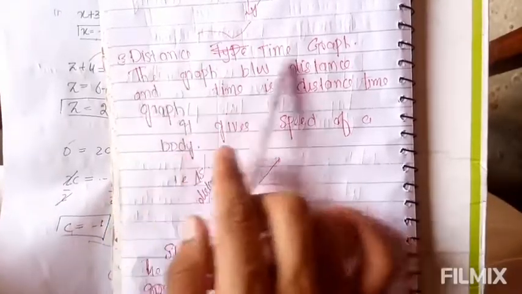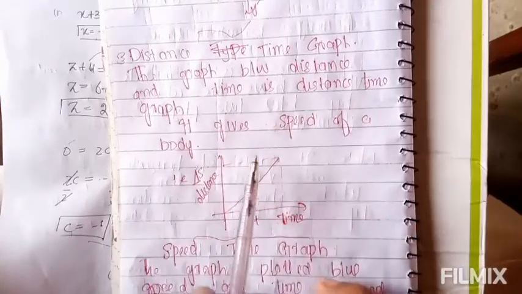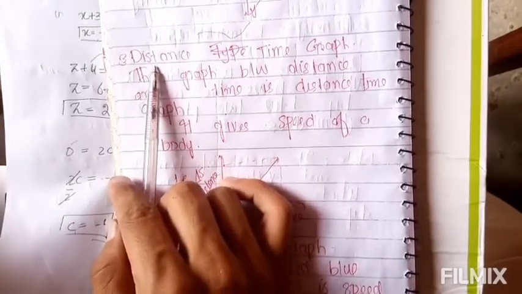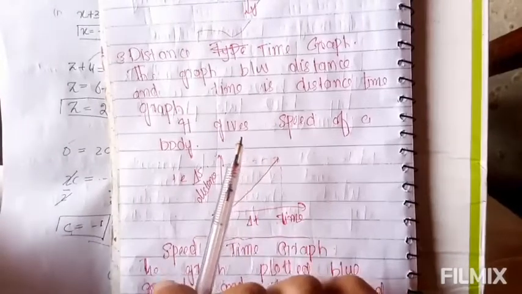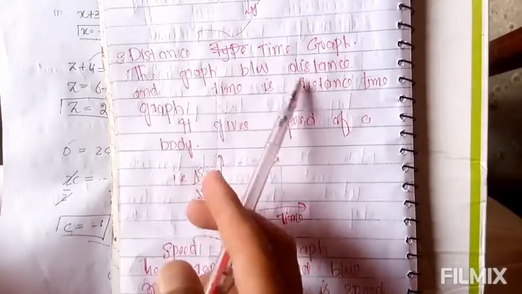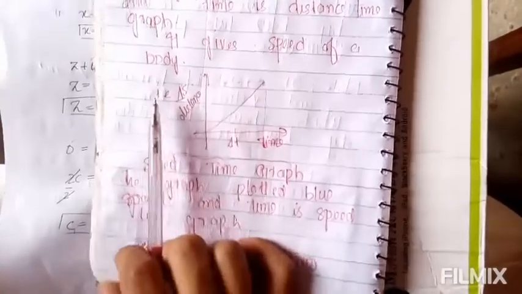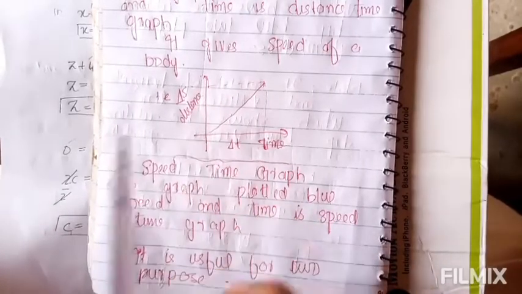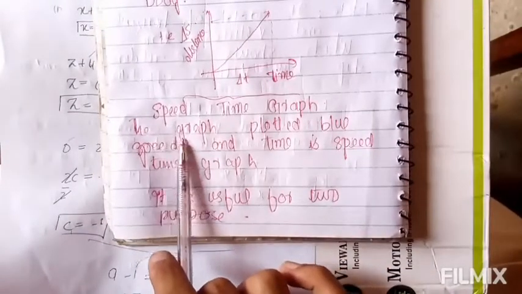One is the distance time graph. The graph between distance and time is called the distance time graph. It gives the speed of the body. How? Because distance is a scalar quantity, and when distance is divided by time, we know it, we call it the speed. On the horizontal line we take time, and on the vertical line we take the distance. So it gives the speed.